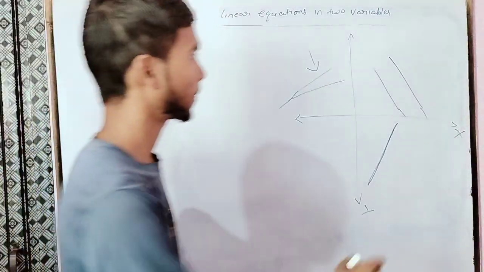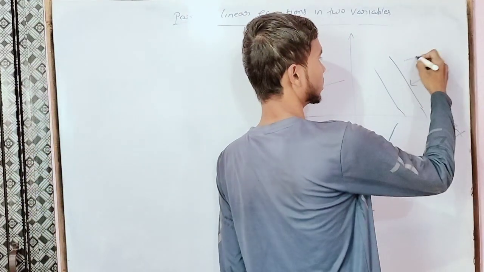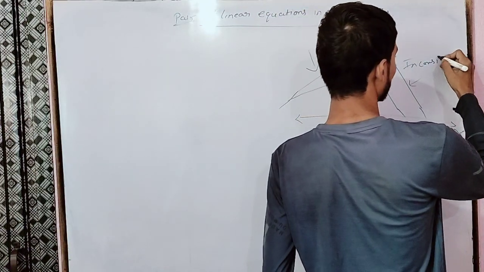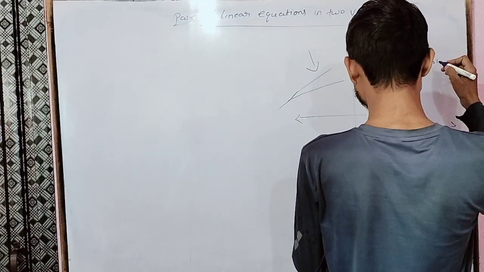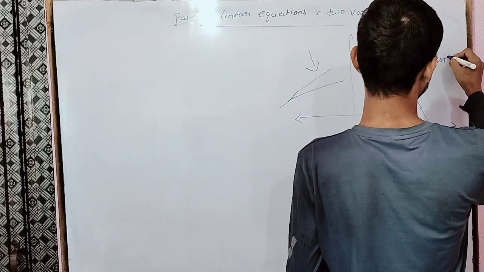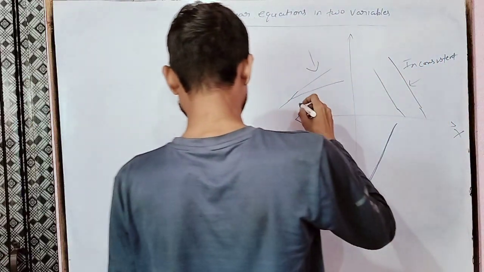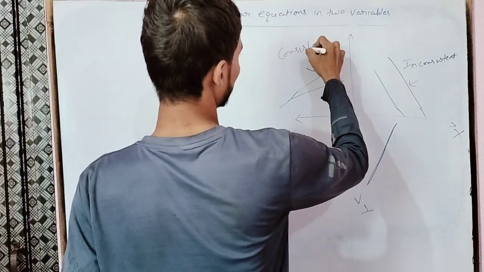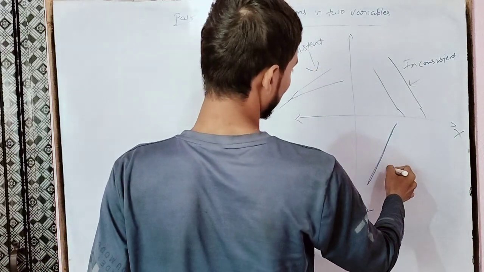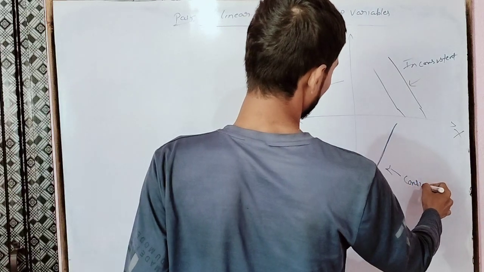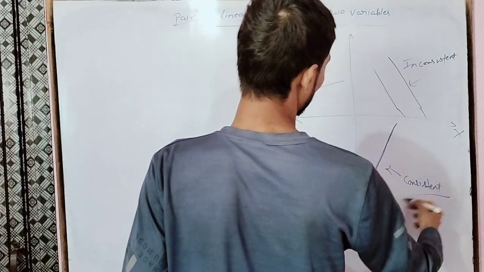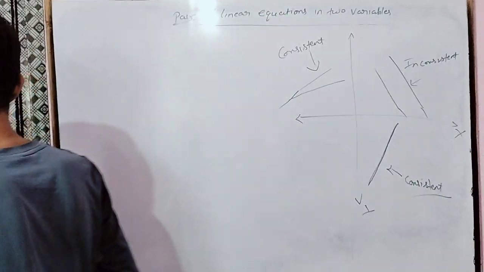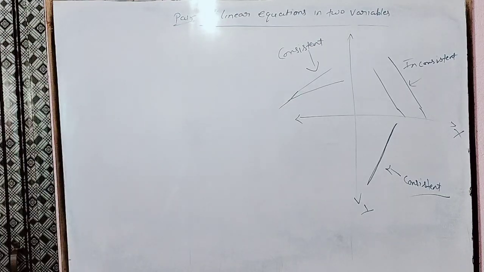So here, this parallel will be inconsistent. Consistent. And this will be consistent, and this will be consistent. So parallel lines will be inconsistent.